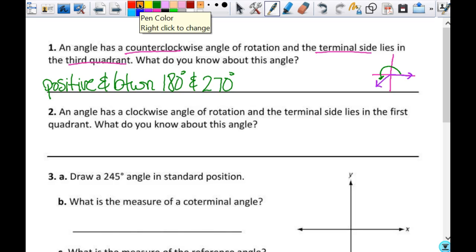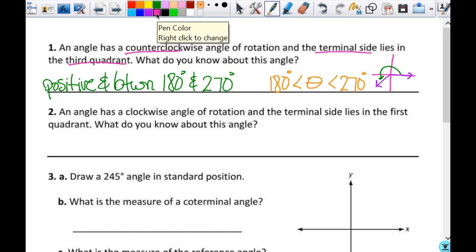So we could also write it as an inequality, and we're going to use for the unknown theta, the circle with the line through it, to look like this. Everybody okay with that? All right, so let's look at the next one.